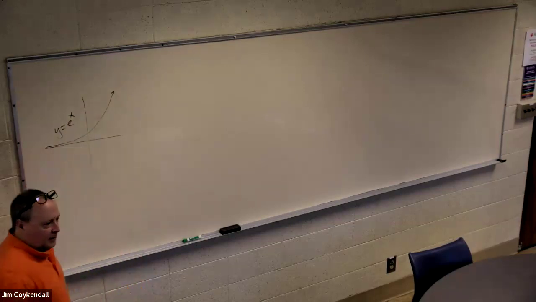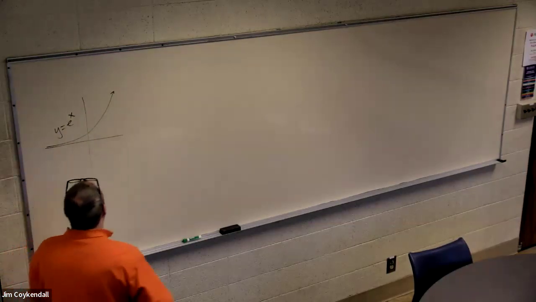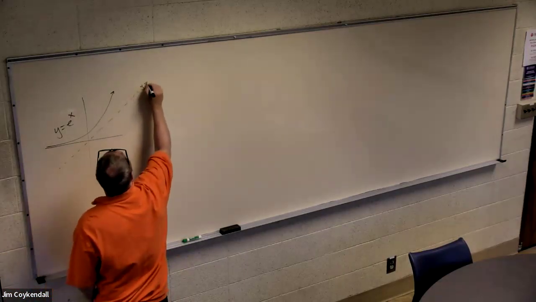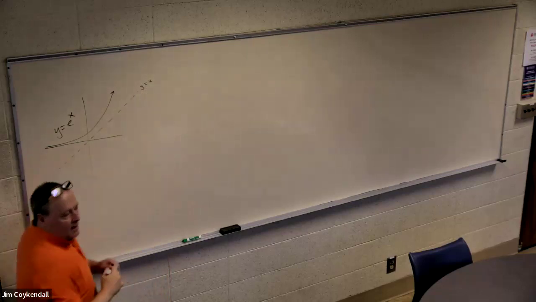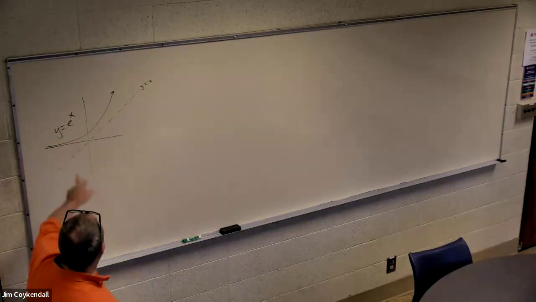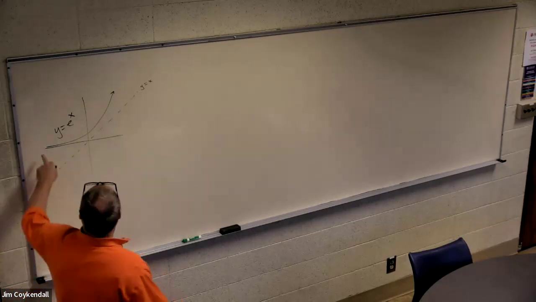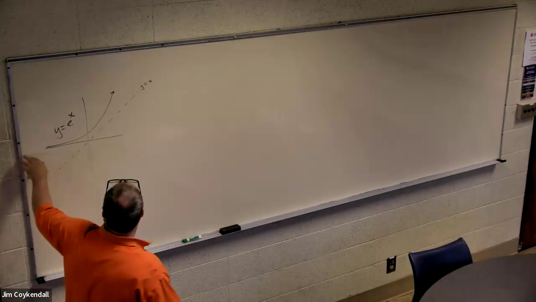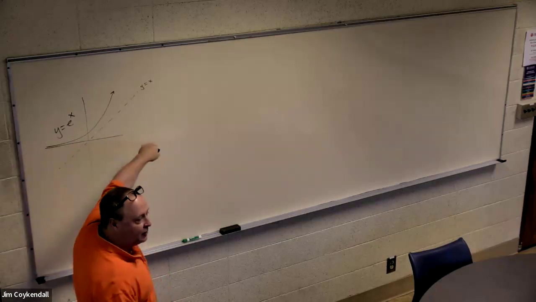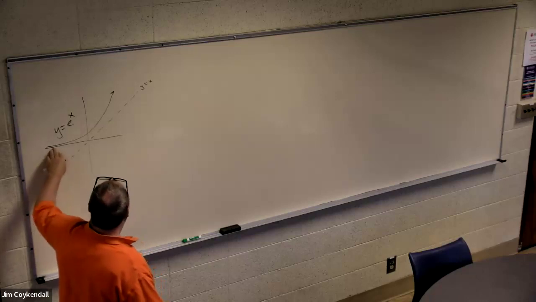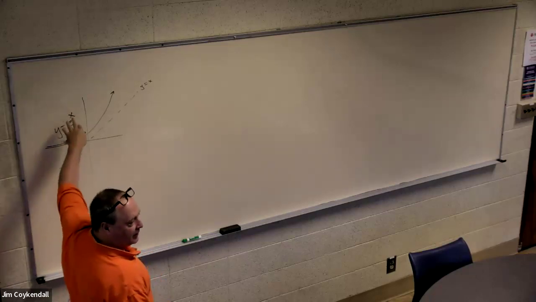Y'all are all familiar with this one, right? The exponential function y equals e to the x is a one-to-one function. It's got domain everything. So in other words, you can plug in any x coordinate with the exponential, you're good to go. And it's got range, the non-zero positive elements, right?